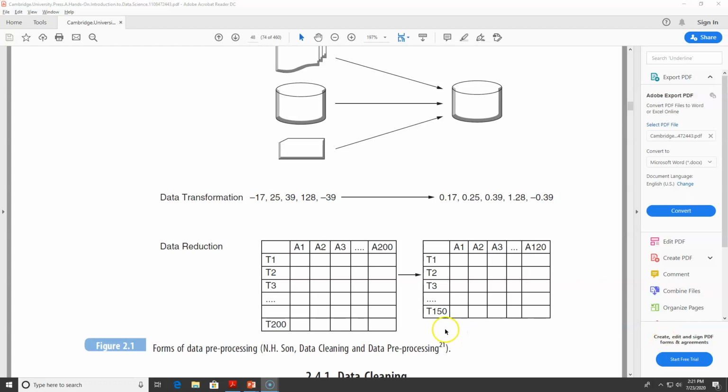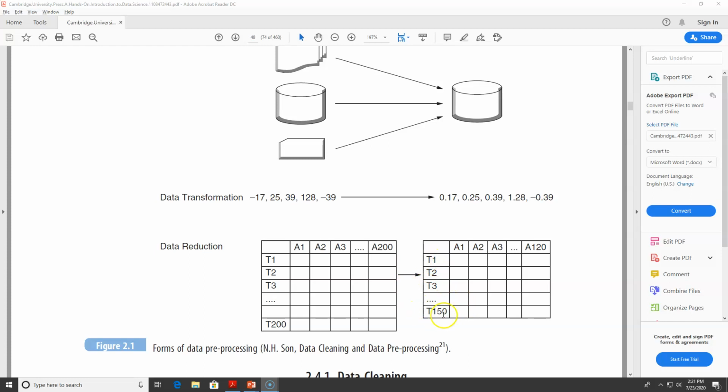If you want to talk about the number of tuples, this is one of the reasons that we already talked about. Maybe some of the data has missing values or ambiguities or noise, so we just eliminate all of them. So instead of 200 tuples, it will only become 150 tuples. So this is an example of data reduction, in which we reduce our data.